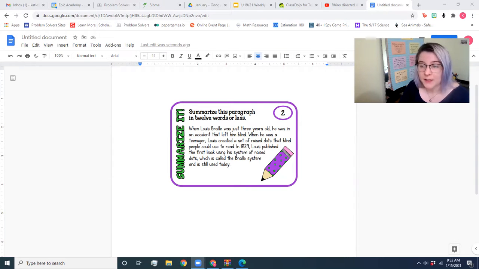It starts by giving us a history of Louis Braille's life. When he was just 3 years old, he was in an accident that left him blind. When he was a teenager, Louis created a set of raised dots that blind people could use to read. Do you think that this paragraph is focusing on him as a person or on the Braille system that he invented? What do you think the author is trying to convey or is trying to teach us?